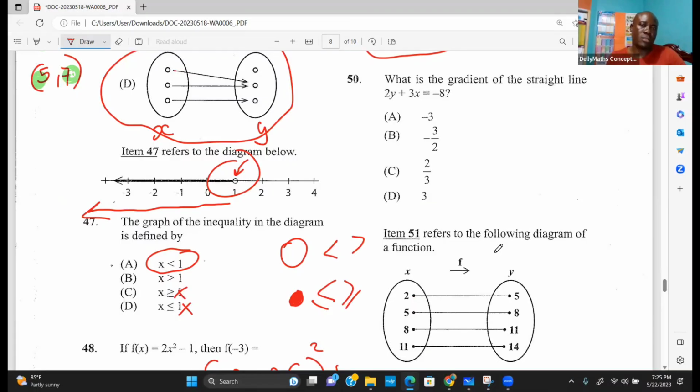Anybody remember this one? It wasn't this one, but the answer became the same. Because I think they started with 2y. They started with 2y.